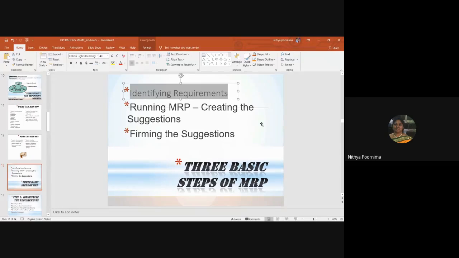Running MRP works better only by trial and error. So you should know what your schedule is, what your next day schedule should be, how much you're going to keep in your inventory, how much should be the buffer inventory. How much should be your allocated inventory, your projected on hand inventory, and your gross requirements. All these should be planned well in advance, right? So this is a very important step of our MRP system, right?